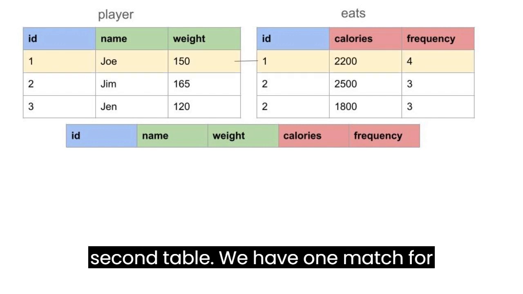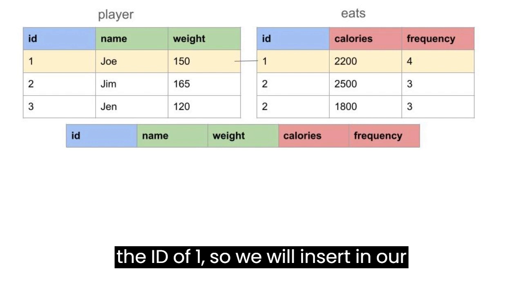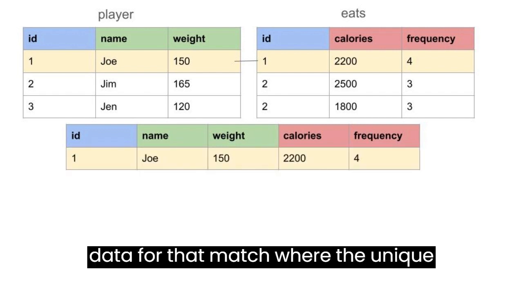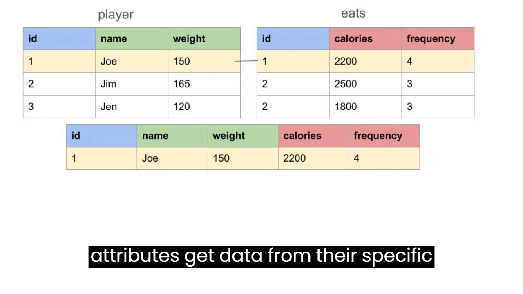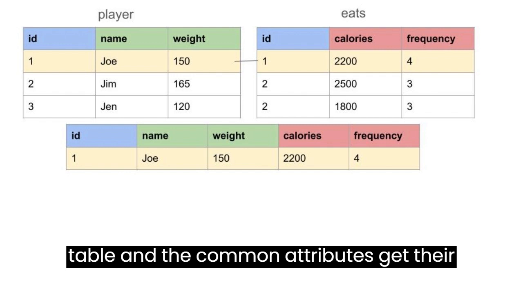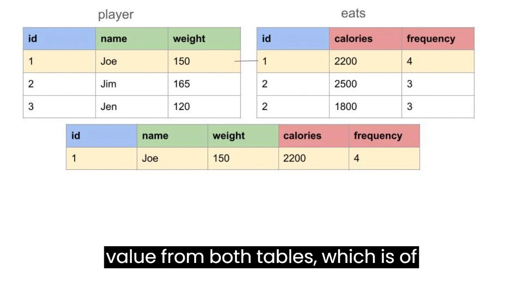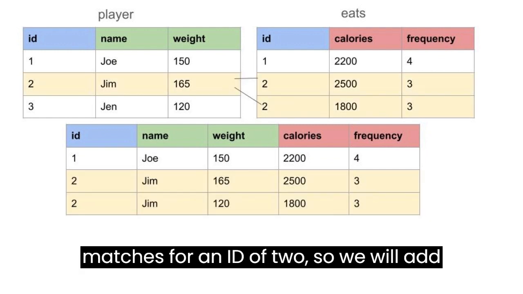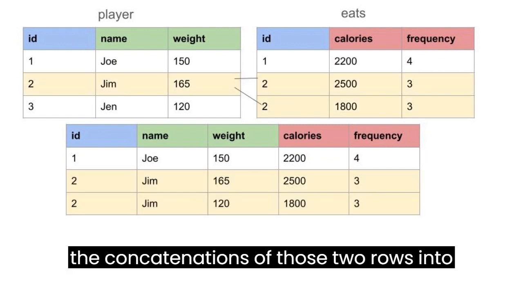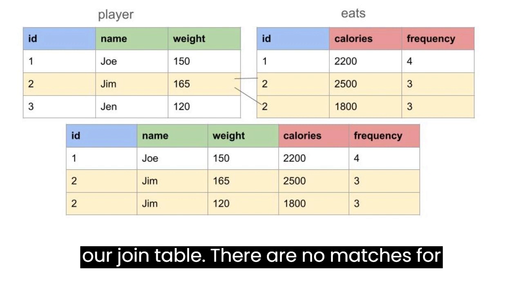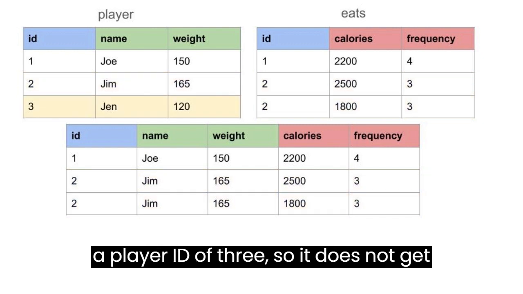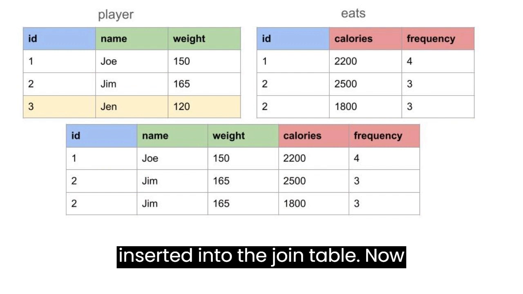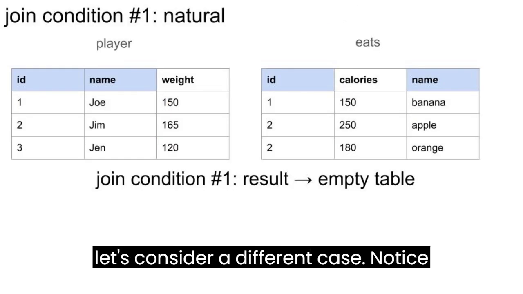We have one match for the ID of 1, so we will insert in our data for that match, where the unique attributes get data from their specific table, and the common attributes get their value from both tables, which is of course the same value. Then we get two matches for an ID of 2, so we will add the concatenations of those two rows into our join table. There are no matches for a player ID of 3, so it does not get inserted into the join table. Now, let's consider a different case.